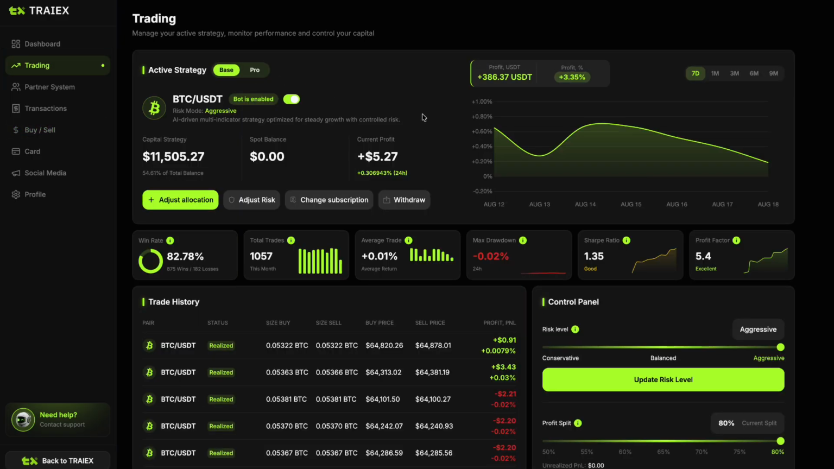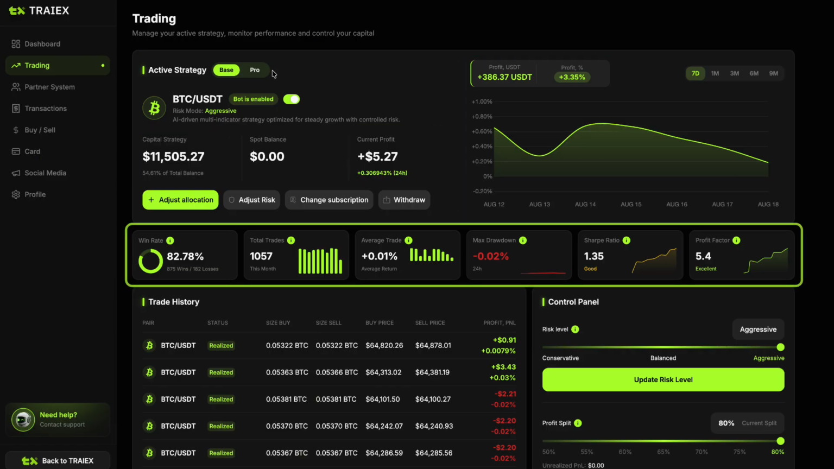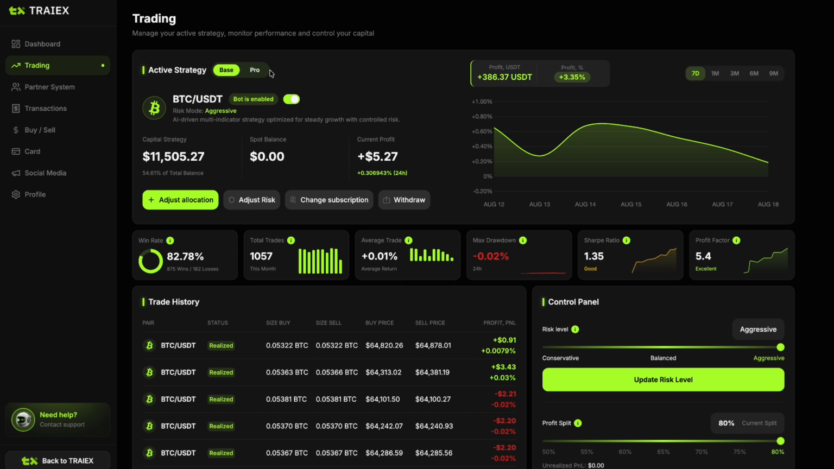At the top, the active strategy, the allocated capital, the current profit, and the dynamics for the period. Below, the full statistics, the number of trades, profit and loss, win rate, drawdown, and the history. This is personal analytics for a specific account, not a general marketing chart. With the selector, we switch between strategies.